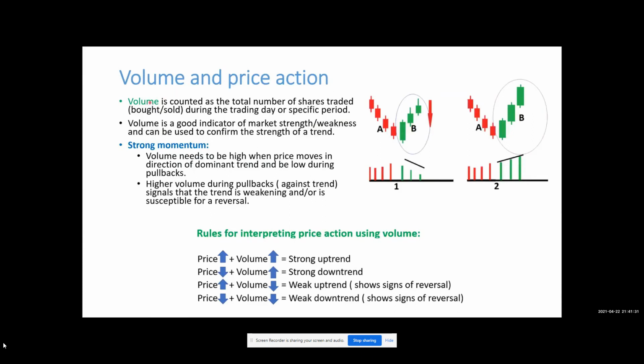All right. So Mike went over volume. Volume is counted as the total number of shares traded, that is bought or sold, during a trading day or specific time period. Volume is a good indicator of market strength and weakness and can be used to confirm the strength of a trend. Let's say in a 5-minute period, you see that the volume is 100,000. What that essentially means is that 100,000 shares have transacted in that period. Now, if the stock moved $2, that just tells you the $2 move was supported by 100,000 volume. That is something that is going to give validity to our momentum.